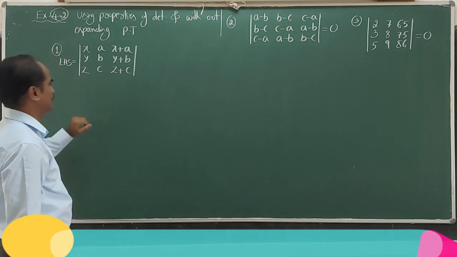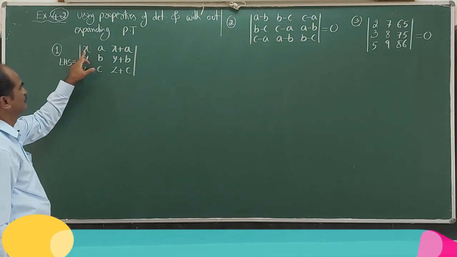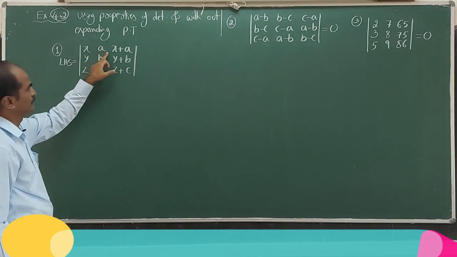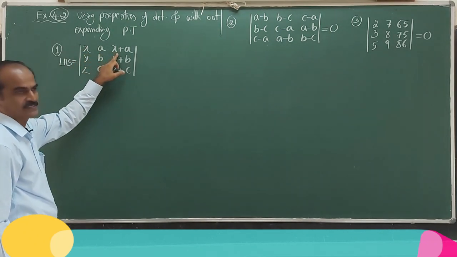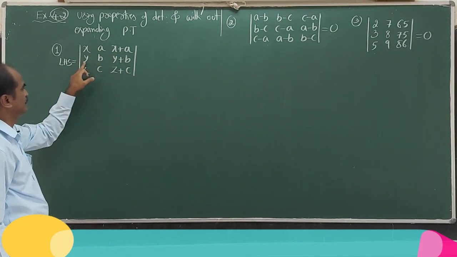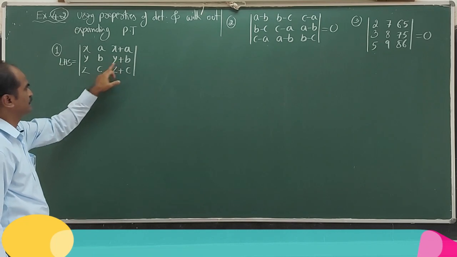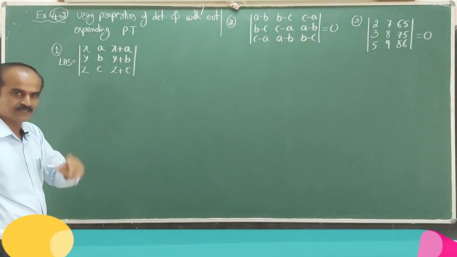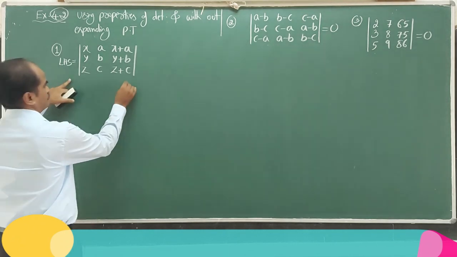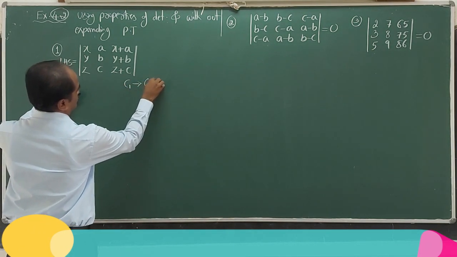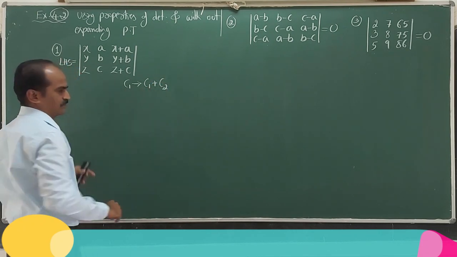If you observe well, first column first entry x, second column first entry a, third column first entry x plus a. That is, the sum of these two is given here. Similarly here, y, b, y plus b, and z, c, z plus c. By observing like this, what I do, I write C1 changes to C1 plus C2.